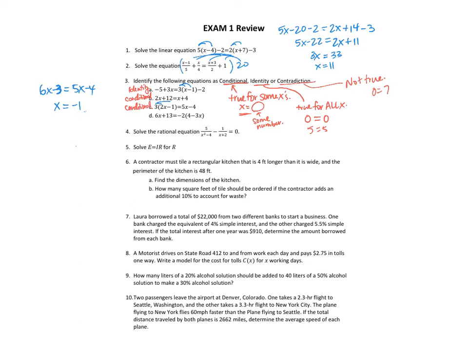And the very last one, I can distribute that negative 2 in there. I'll get 6x plus 13 is equal to, so negative 2 times 4 is negative 8. Negative 2 times negative 3 is going to be plus 6x. So I can subtract 6x from both sides, and I'll get 13 is equal to negative 8. And we can see again that's not true. And so this is a contradiction.